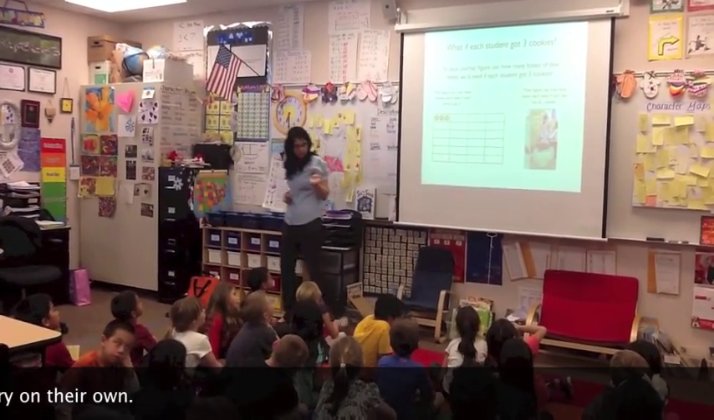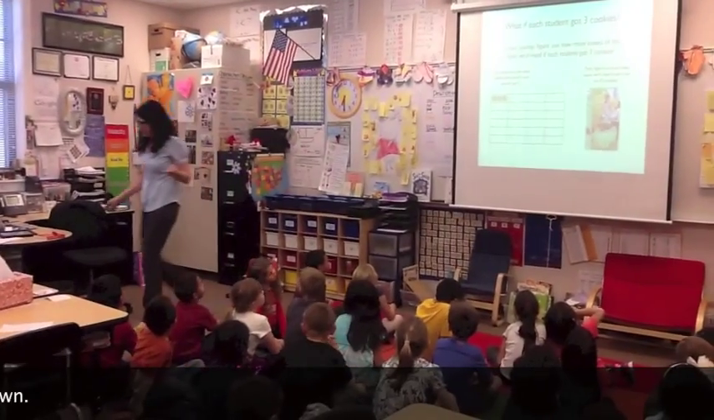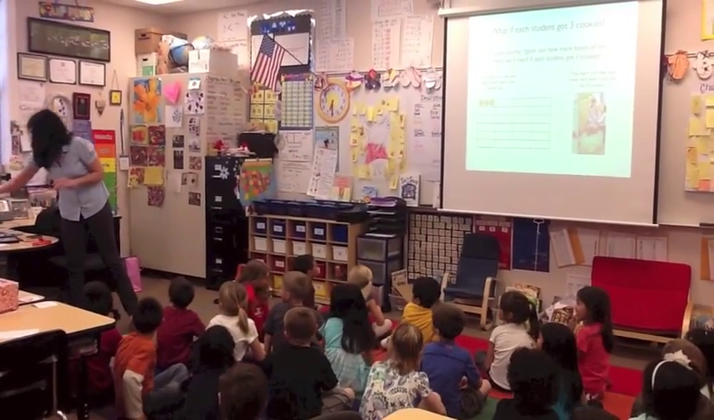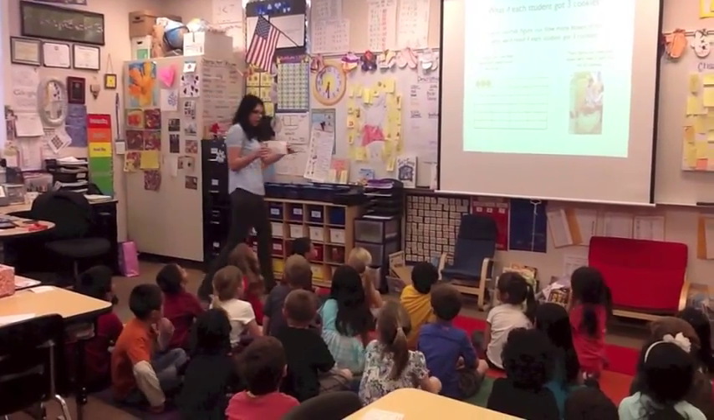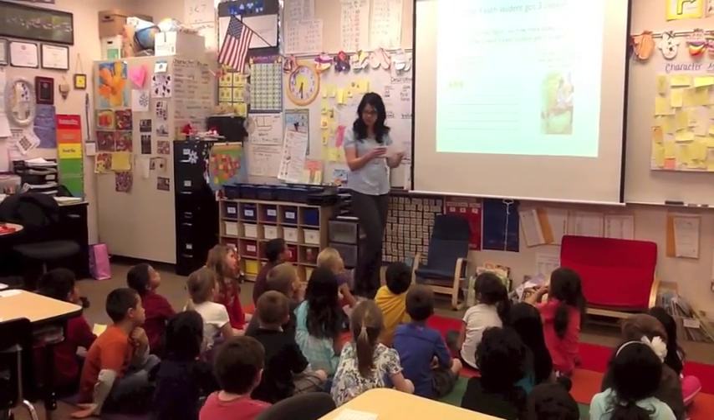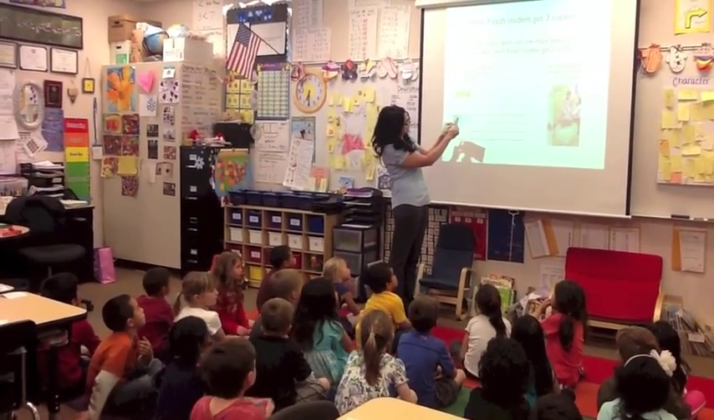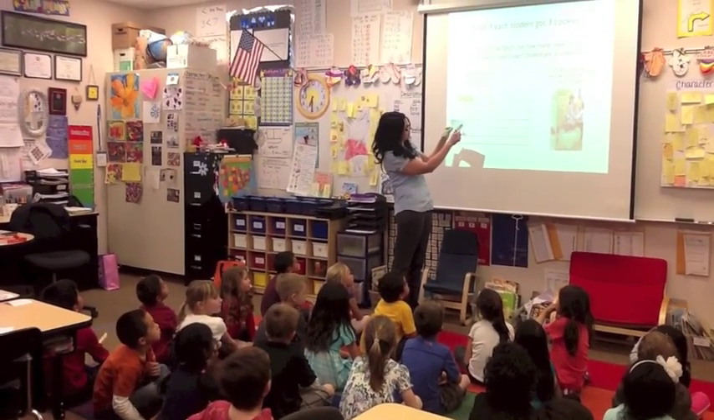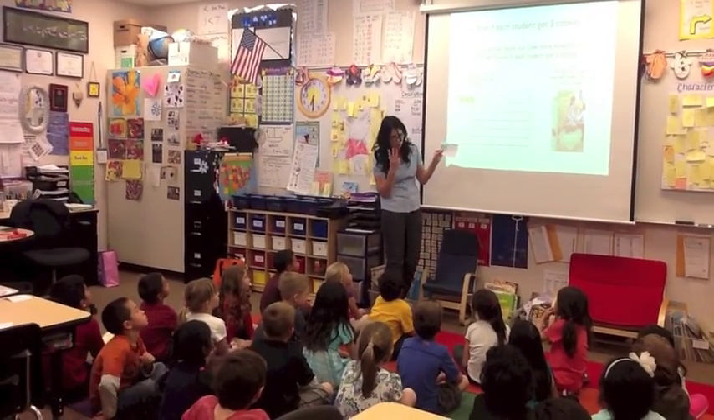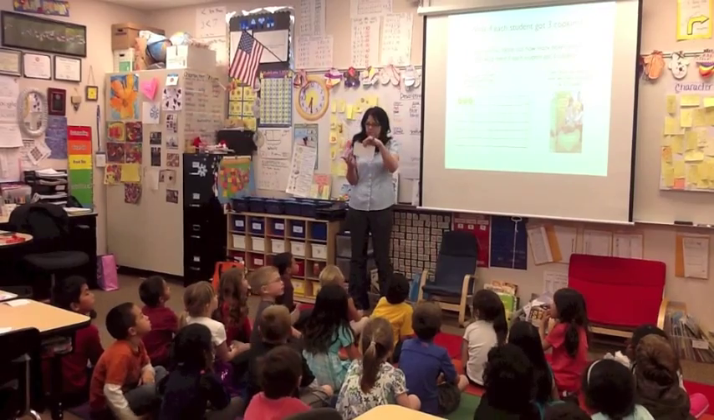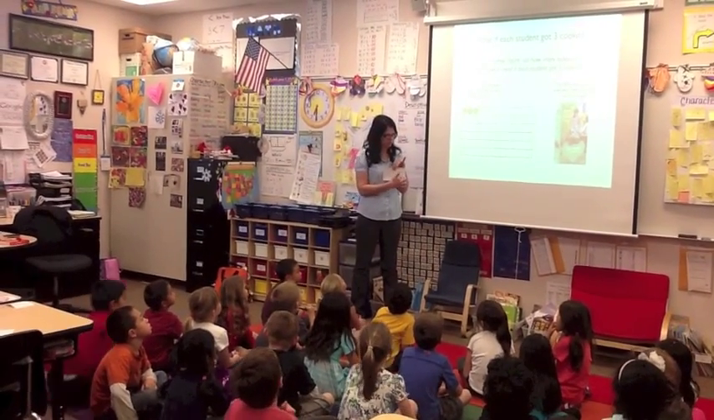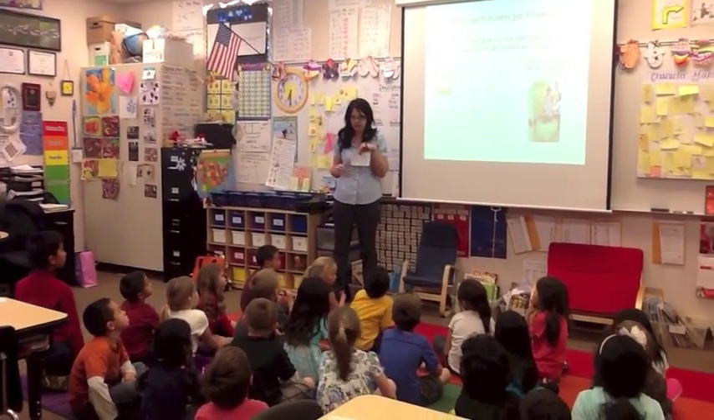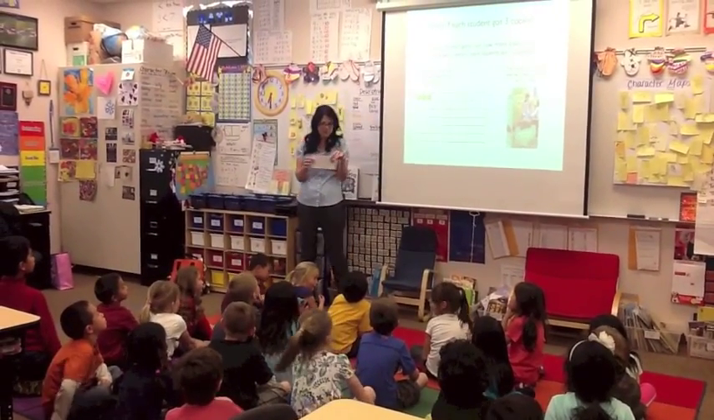To help you with your thinking, I'm going to give you a math tool that looks like this chart. We're going to glue it into our math journal, and right at the top it has the question, how many boxes of Thin Mint cookies will we need if each student gets 3? And there are 24 squares here. Why do you think there are 24 squares? Because there are 24 people in the class.